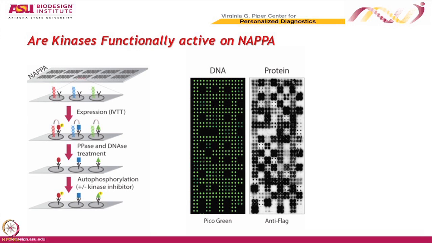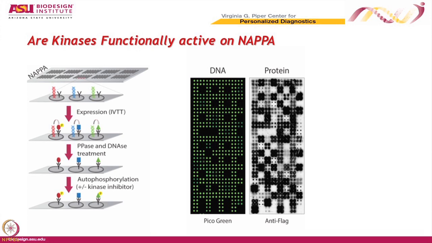We've done NAPPA with Myc tag, with FLAG tag, with GST tag, with HaloTag. It's a technology that can be used a variety of different ways. In this case, we happen to have all the human kinases in the FLAG tag, so we use the FLAG tag. And this gives you a sense that the proteins are well expressed where they should be, right?